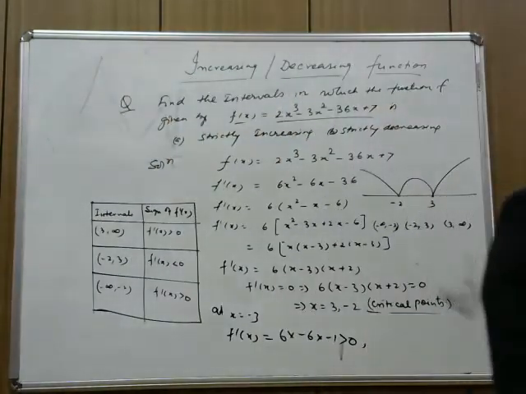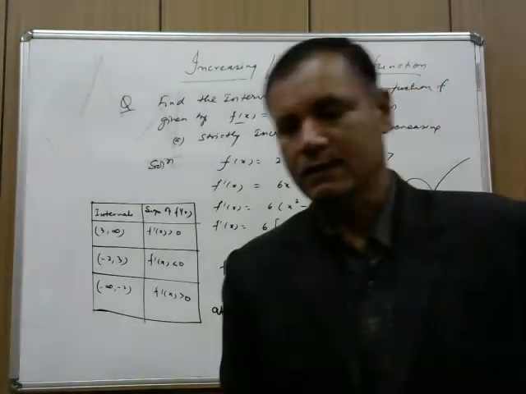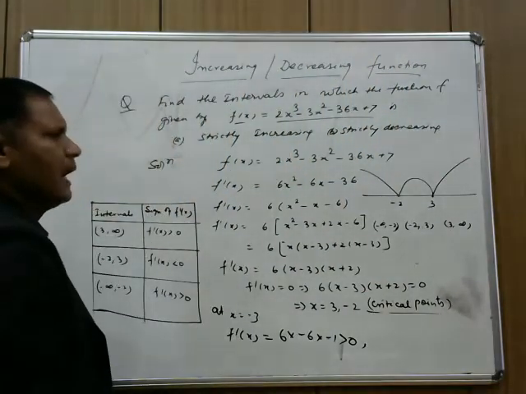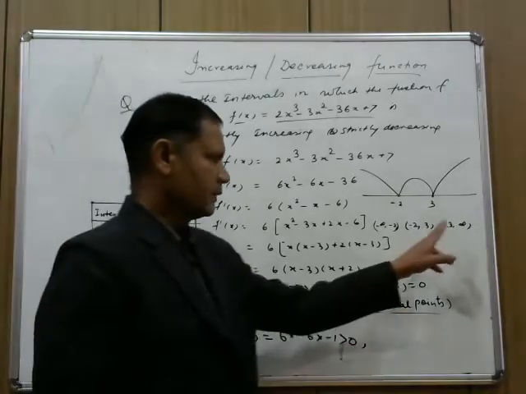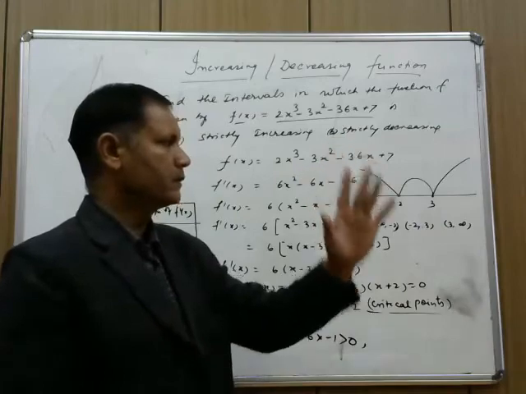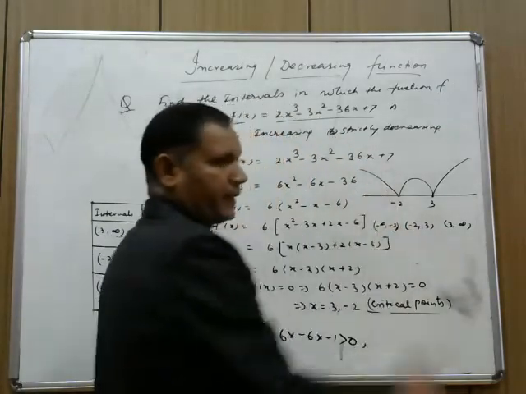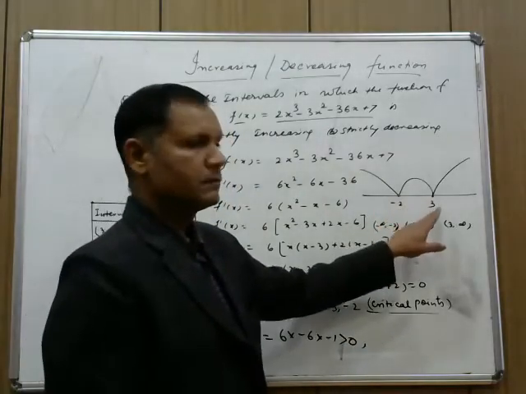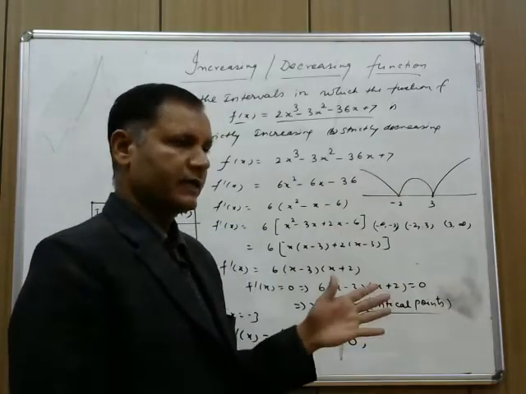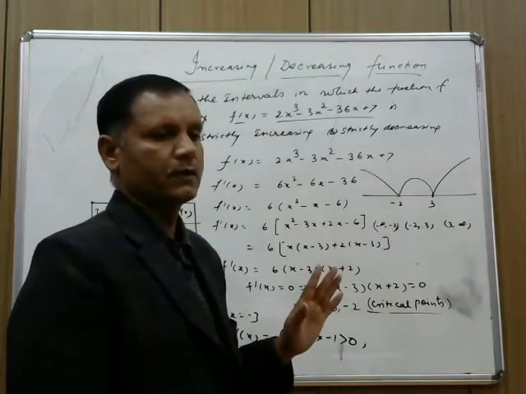This is one way. Another way which I use most of the time, which is very interesting and very easy, is this: I don't have to put all the values between 3 to infinity, 3 to minus 2, minus 2 to minus infinity. Don't put the values. Please mark the critical points, minus 2 and 3, on the number line as they should appear on the number line.